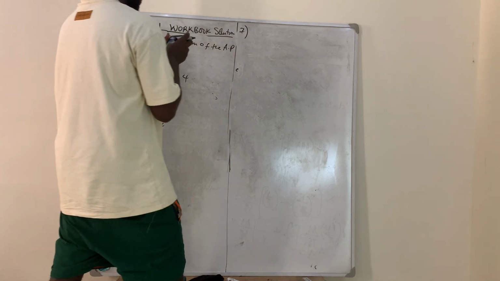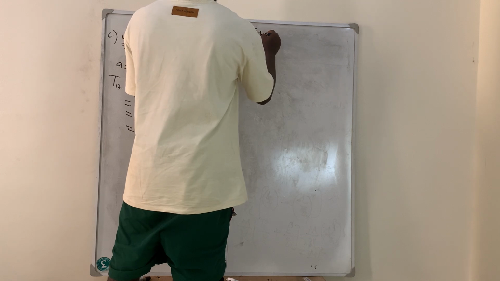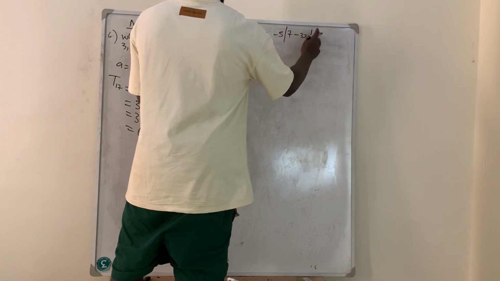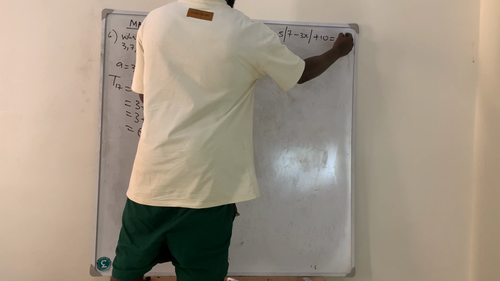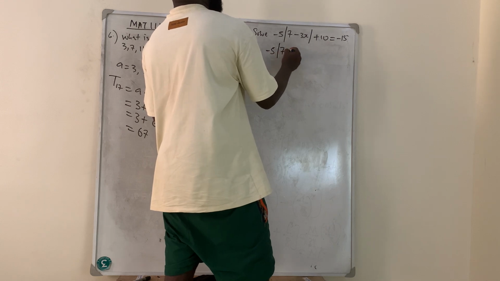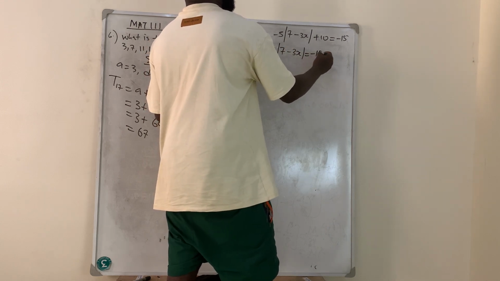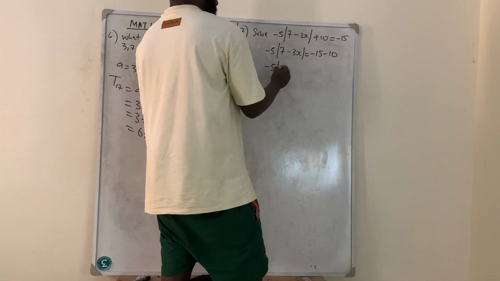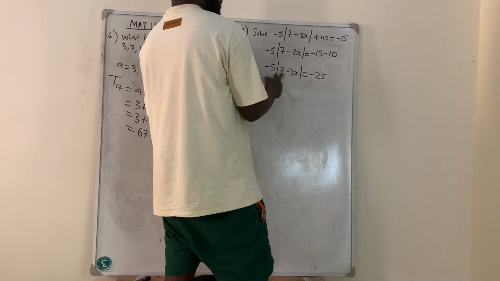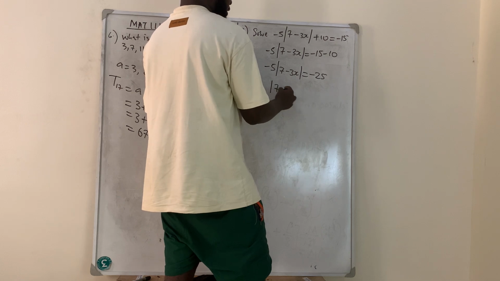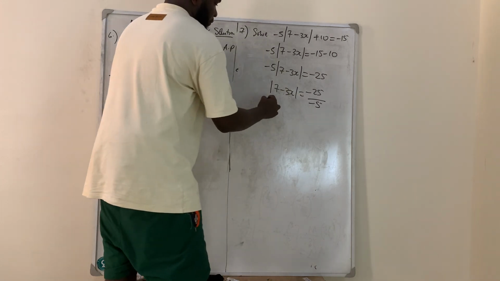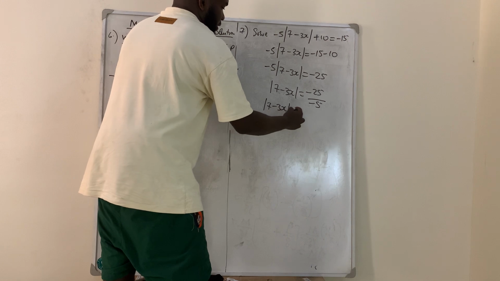Question number 7 says solve minus 5 times the absolute value of 7 minus 3x, then plus 10 is equal to minus 15. So minus 5 times the absolute value of 7 minus 3x is equal to minus 15 minus 10, so minus 25. So divide everybody by minus 5. The absolute value of 7 minus 3x is equal to minus 25 divided by minus 5. So therefore, the absolute value of 7 minus 3x is equal to what?